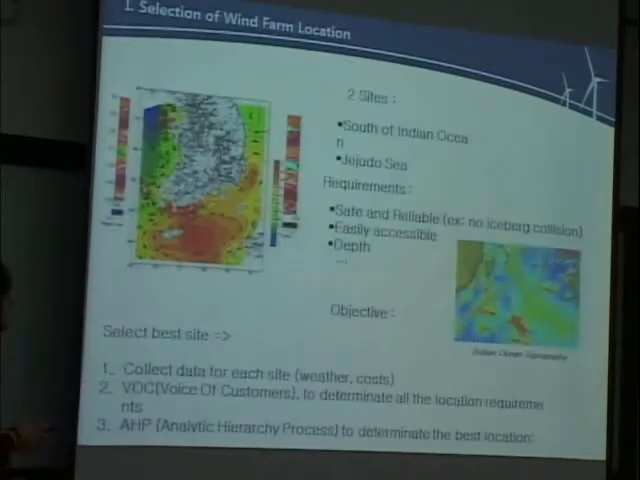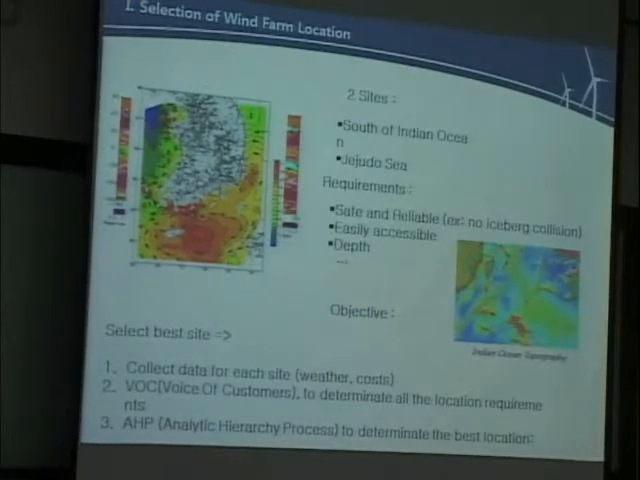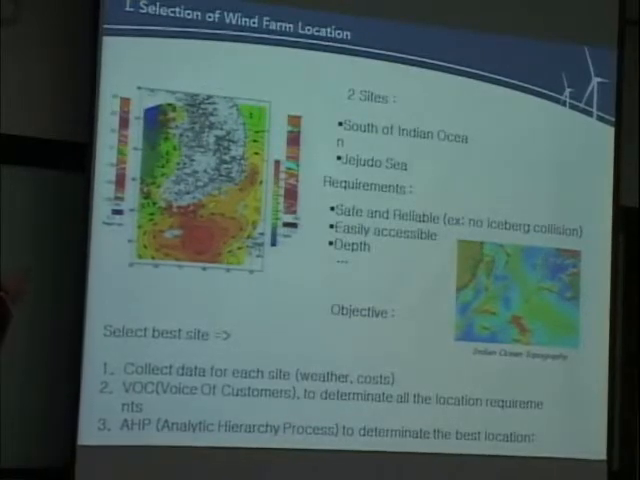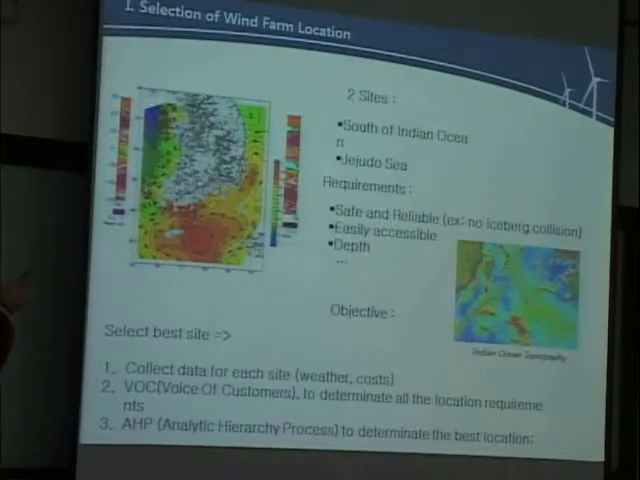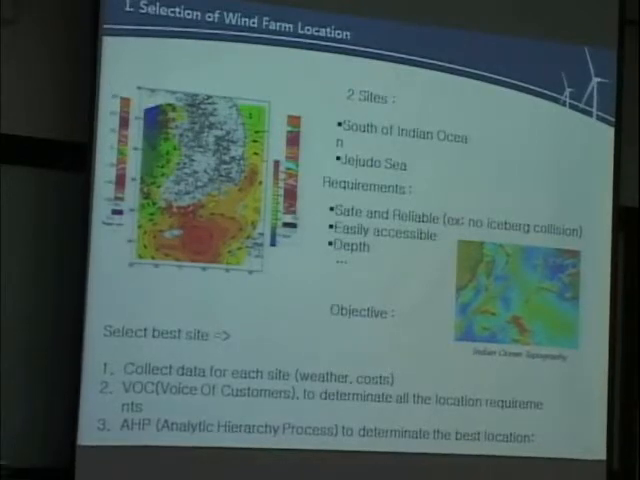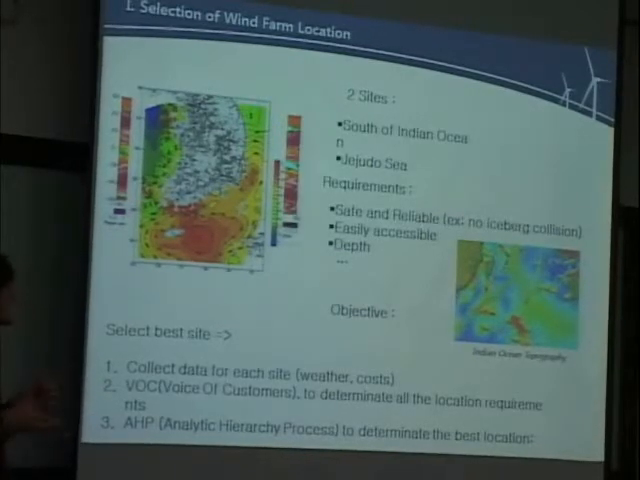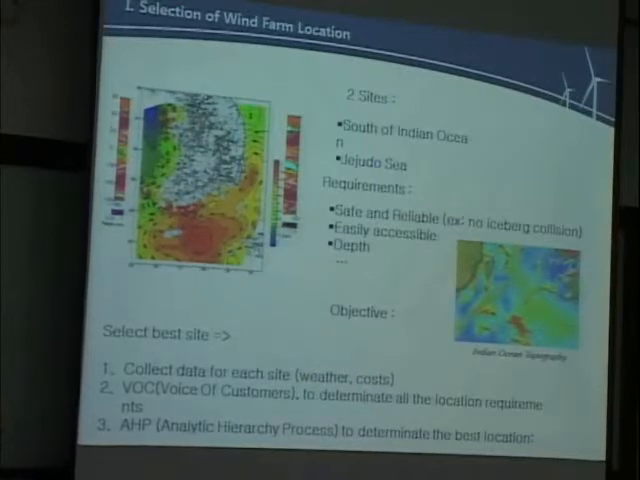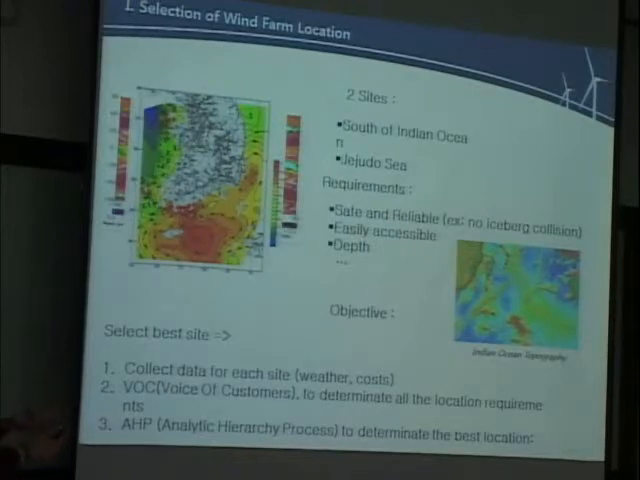But which site? At the beginning we had to choose between two sites, south of the Indian Ocean and Jeju Sea. We had a lot of requirements, like to be safe and reliable as a function of the wind speed and the depth. So our objective is to select the best site between both of them. First of all, we collected a lot of data for each, for instance the depth, the wind speed average at 50 meters, and the cost.